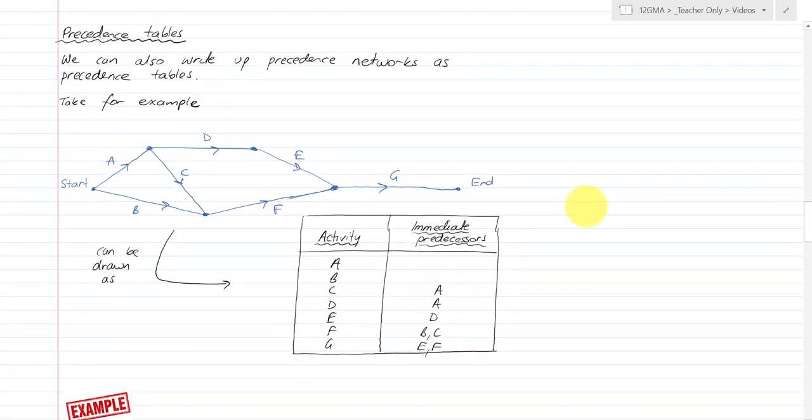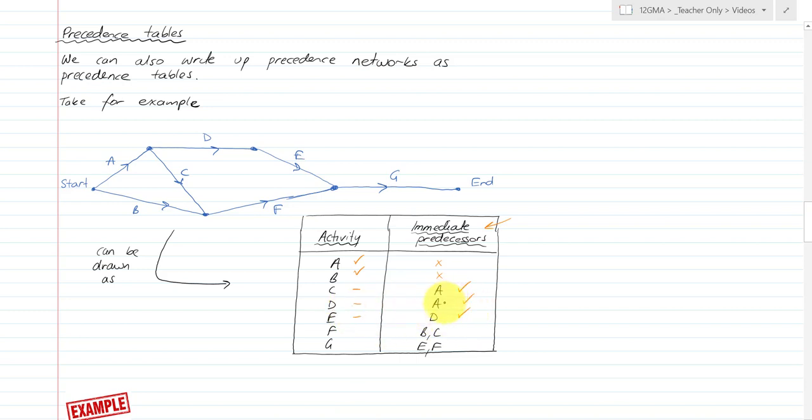Precedence tables. We can also write up a precedence network as a precedence table. So here's that example above, the A, B, C, D, E, F, G, no context. Now I've set up already the precedence table. So I'm saying that when you start, you can do activity A and B with nothing before. You can just do them straight away. But activity C can only be done when you've done A. So you have to have done A to do C. And you can't do D unless you've done A as well. So this is my precedence table, and you can see immediate predecessors as part of my table. Now, I could do E, but to do E, I have to have done D, and to do D, I have to have done A.